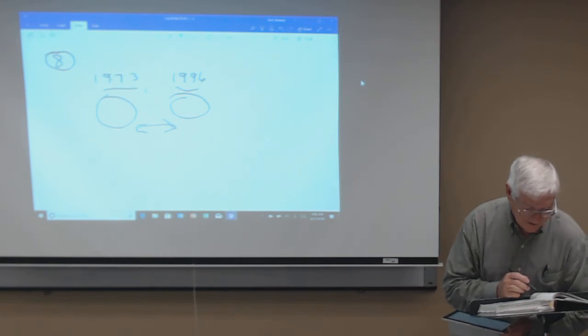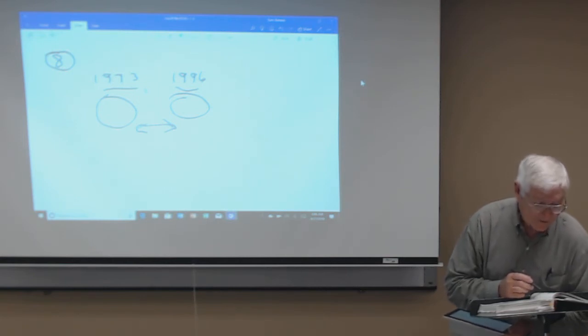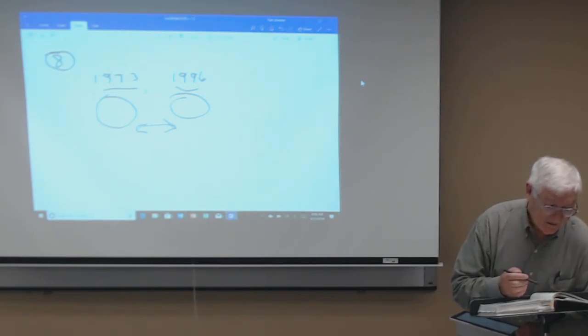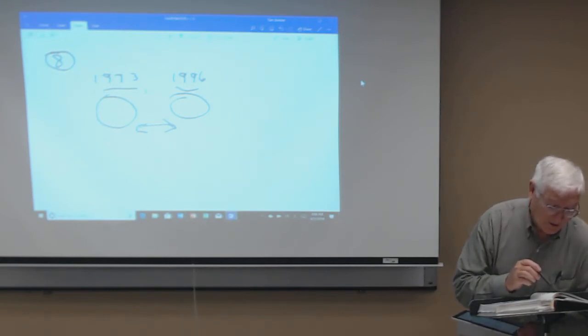D: which type of death increased the most from 73 to 96? Now, which one had the biggest increase? Which one went from smaller to larger? Cancer.